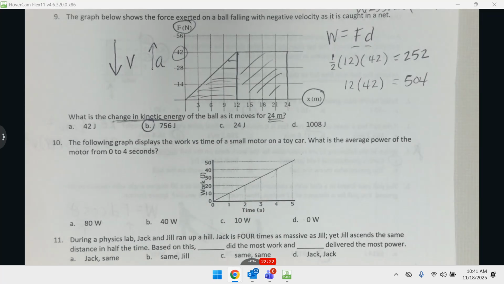Technically, this change in kinetic energy should be negative. We just didn't put the sign on there, so it really should say magnitude, but none of them are negative.